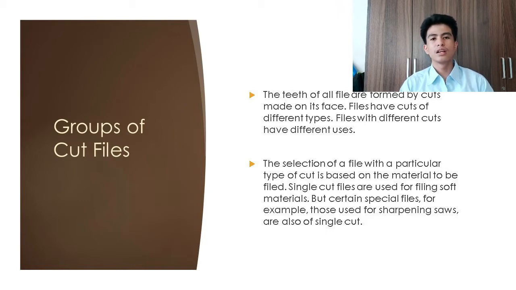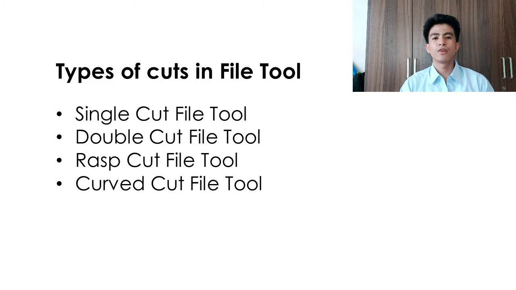In file tools, their teeth are formed by cuts made on its face. Files have different types of cuts, and these cuts have different uses. The selection of a file with a particular type of cut is based on the material to be filed. There are four types of cuts in file tool.